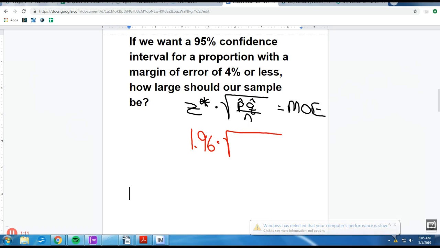I'm going to leave it, there are three things there. N is what we're looking for. P hat and Q hat, I'm going to come back in a second and put what those are. And what's the margin of error? 0.04. So don't put 4 there. It's a percent, so if you're going to start working with the math, you have to make it into a decimal. So put 0.04.